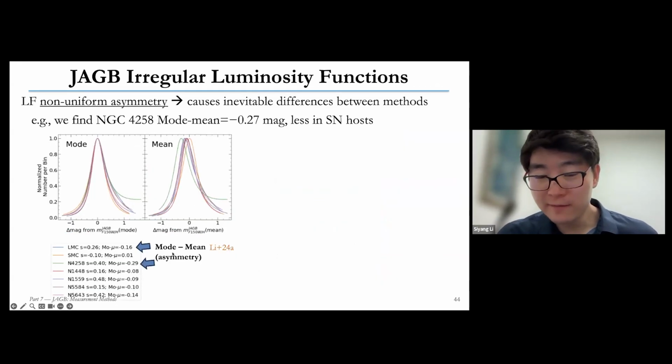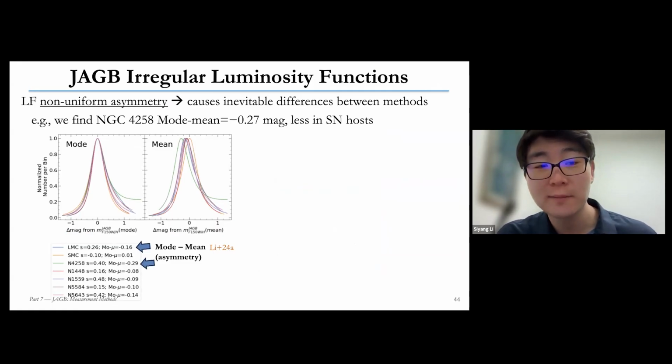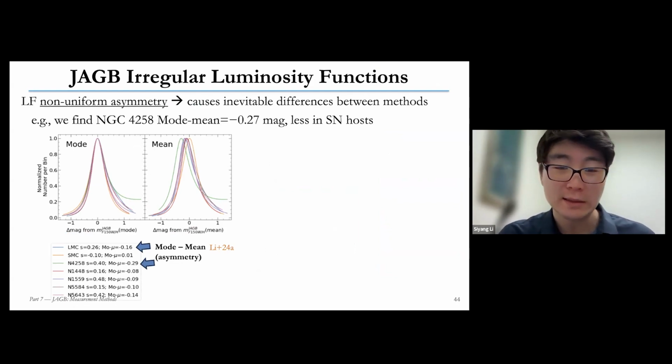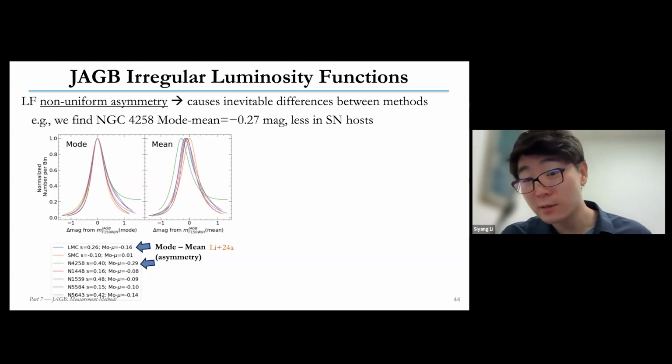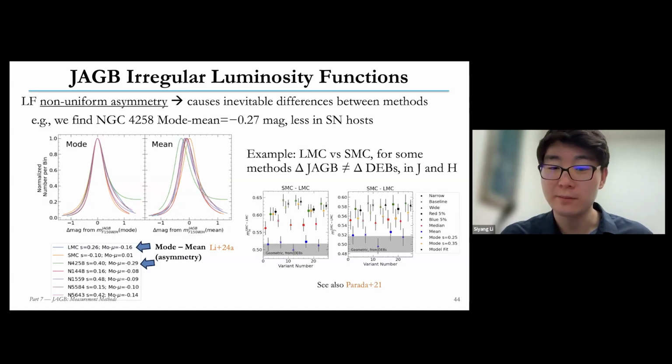And so the reason for this spread, why you get different JGB values due to different methods, is because there's this non-uniform asymmetry in the JGB luminosity function. And this is what causes these differences between these measurement methods. So the idea here is that if you have a luminosity function, again, your histogram of the brightnesses of these JGB carbon stars, if that's symmetric, then your mean will agree very well with your median and your mode. If it's asymmetric, they're going to differ. And that means your JGB measurement is going to differ depending on which statistic you adopt.